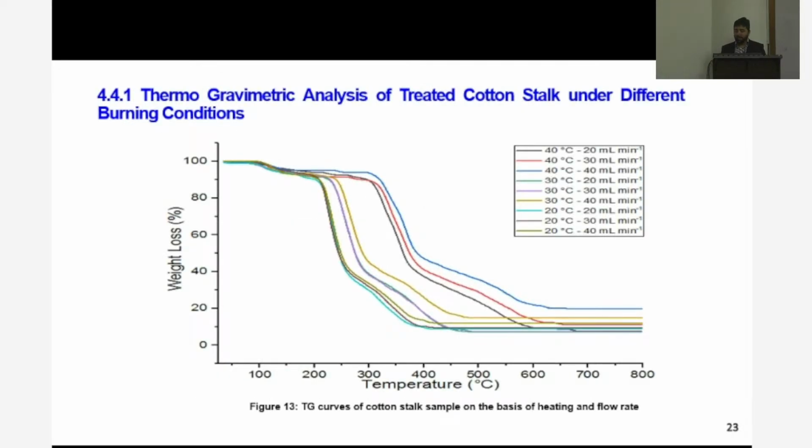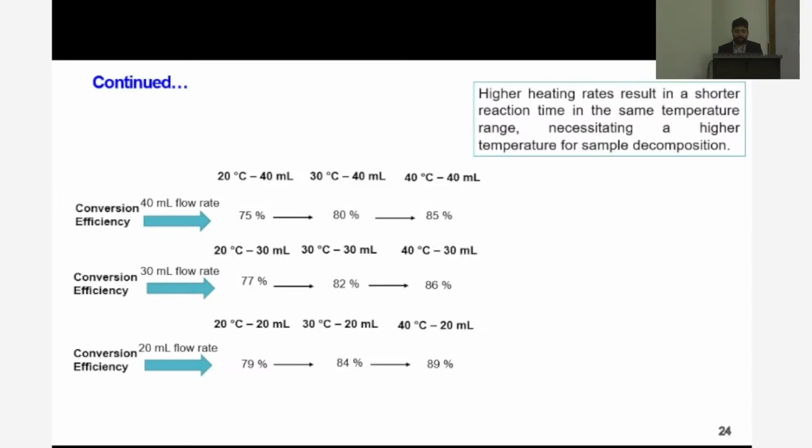This is a very extensive scheme of thermogravimetric study of the biomass on the basis of heating rate and flow rate. And in this we observed that as our temperature is increasing, while keeping the flow rate constant, our conversion efficiency was found to be increasing in all the temperature zones. At the same time, higher heating rates result in a shorter reaction time in the same temperature range, necessitating a higher temperature for sample decomposition, which is the prime goal of the research.